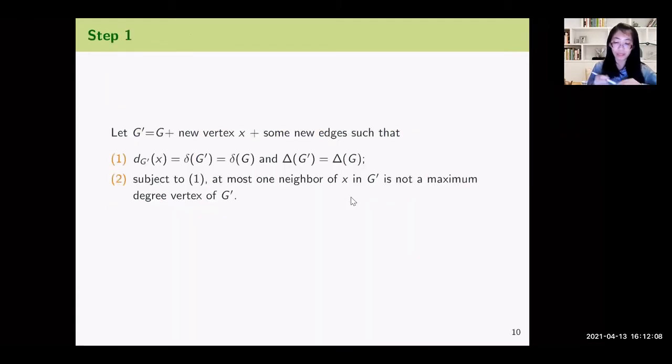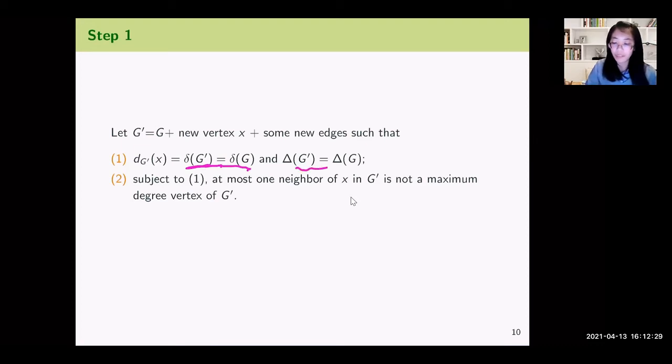Now let's go to the details for each of the steps. For step 1, I will add a new vertex and some edges between X and the graph with those conditions. The degree of this new vertex X in the resulting graph will be equal to the minimum degree of G prime, but also the minimum degree of the original graph.